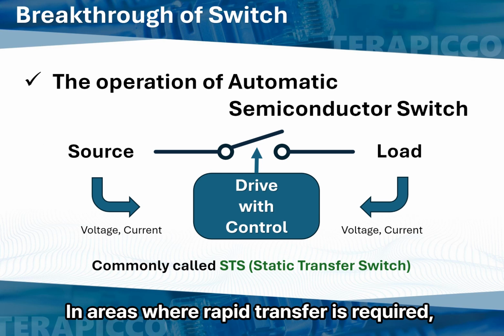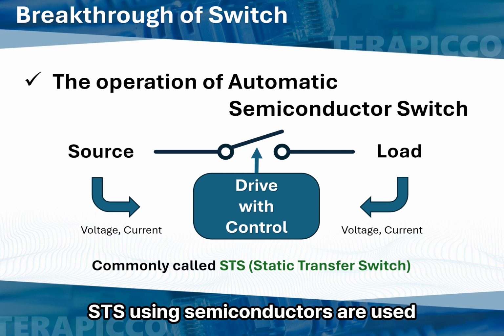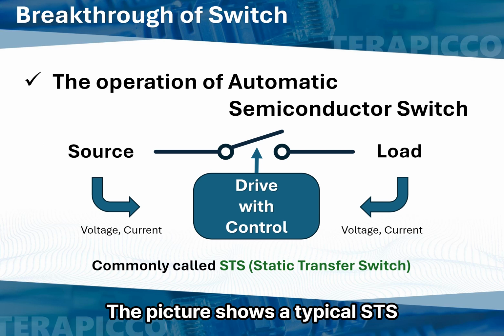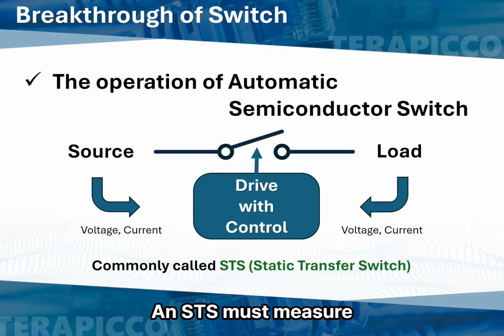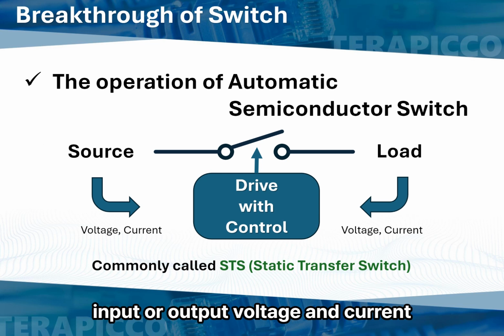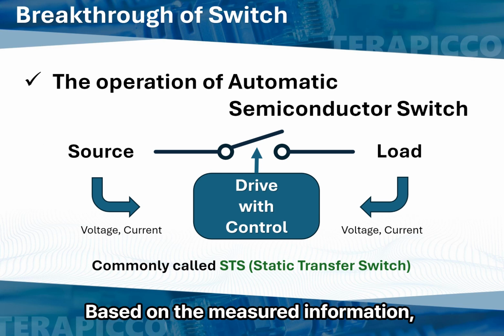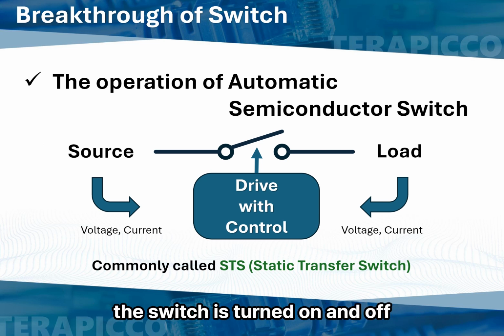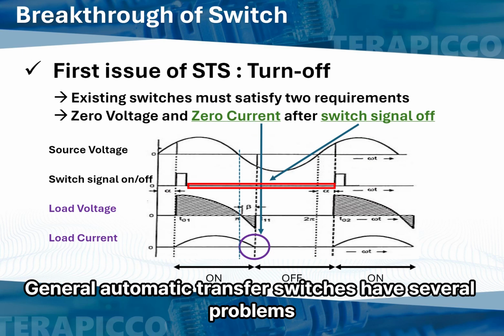In areas where rapid transfer is required, STS using semiconductors are used. The picture shows a typical STS. An STS must measure input or output voltage and current. Based on the measured information, the switch is turned on and off. General automatic transfer switches have several problems.